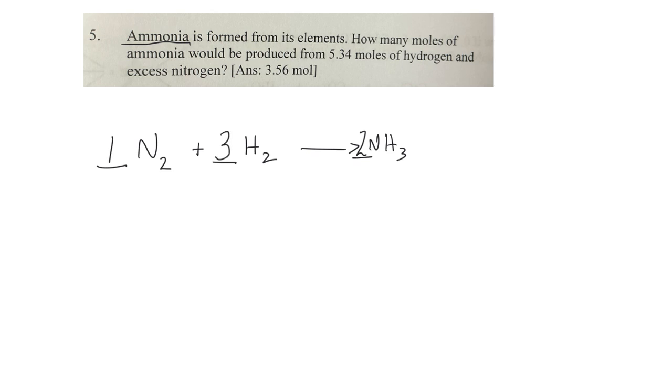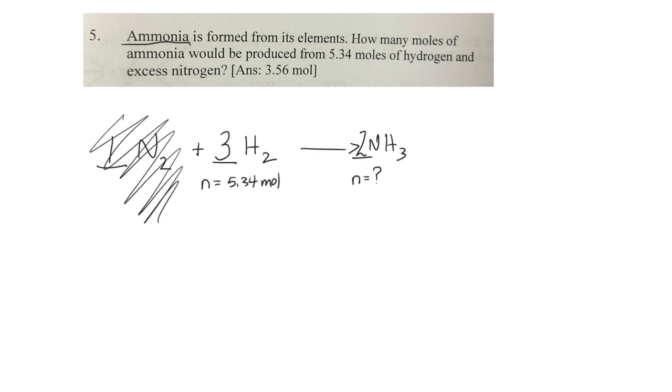Okay, so how many moles of ammonia, so n is equal to something, will be produced from 5.34 moles of hydrogen. So moles of hydrogen are 5.34 moles. Okay, and then they say excess nitrogen. We'll talk about limiting reactants later, but excess just means you've got plenty. It means it's not part of the calculation.